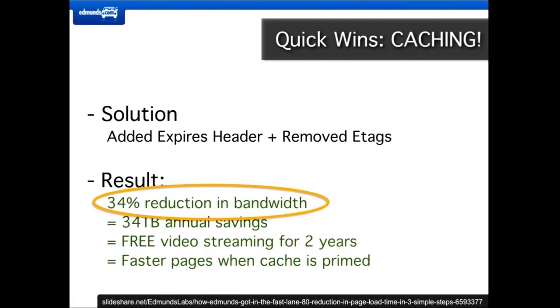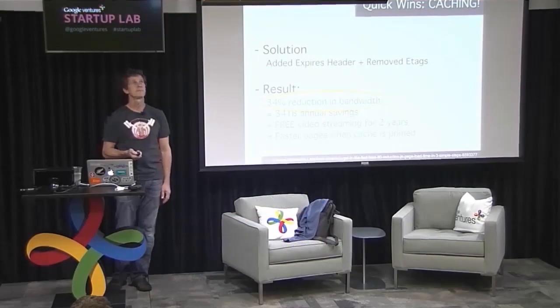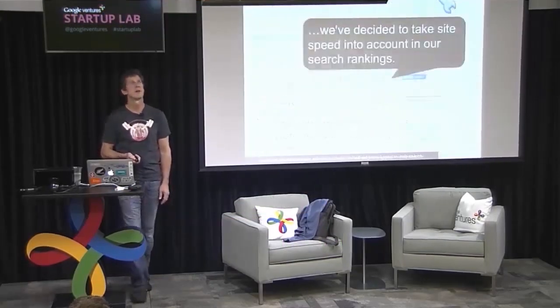And this cut their traffic to their CDN by 34%. So again, you can imagine for a site this size, they're probably paying six figures a month for CDN usage. If you cut that cost by a third, it's very significant for a very small change that can be implemented quickly.